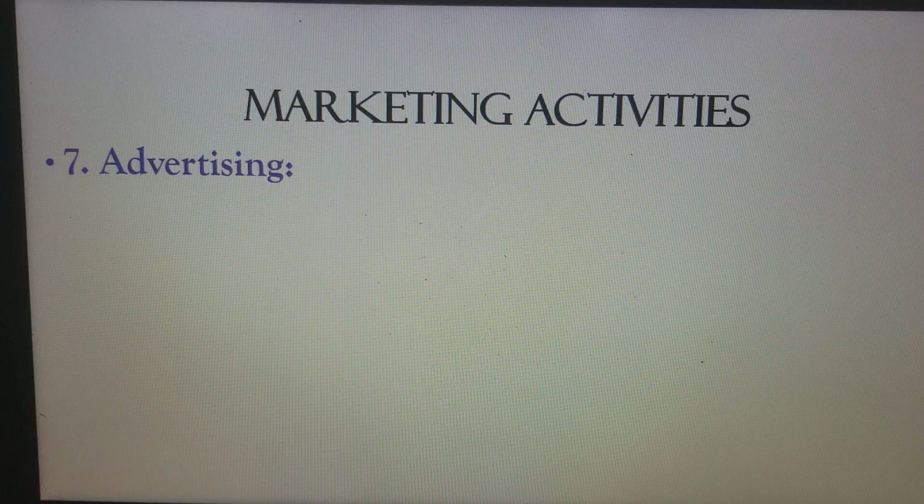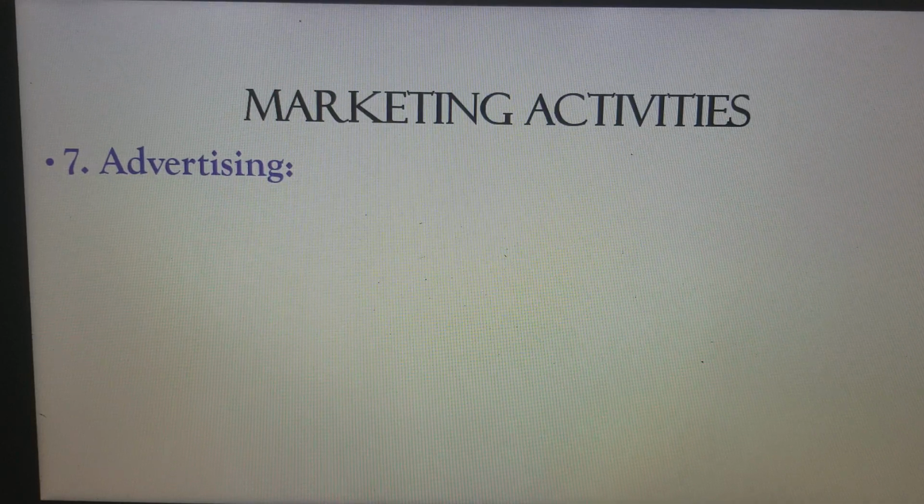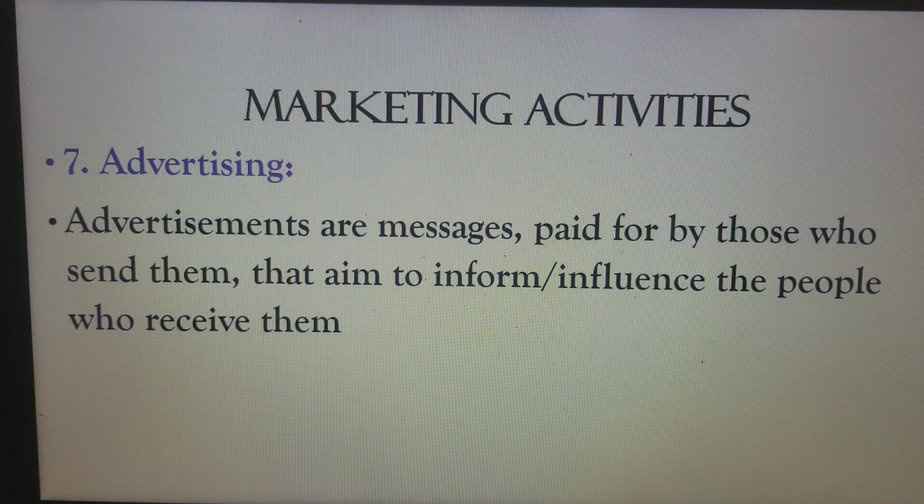The 7th type of marketing activity: advertising. Advertisements are messages paid for by those who send them that aim to inform or influence the people who receive them. So what are we saying here? The advertisements are seeking to send messages to you, and the business is sending out these messages as a means of either informing you or influencing your decision towards the product.